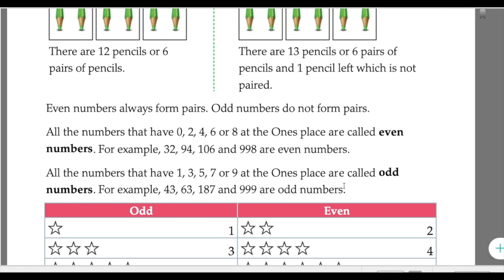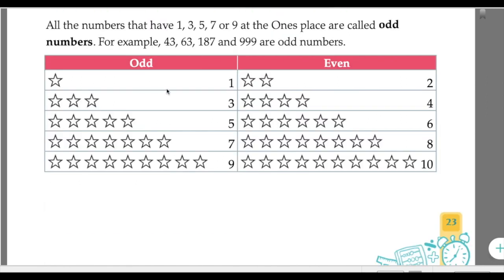If the ones place has an odd digit, the whole number is considered an odd number. Even though the tens place or hundreds place may have an even digit, it is not considered an even number. So odd numbers end in 1, 3, 5, 7, 9. Even numbers end in 2, 4, 6, 8, 10. So an even number has a pair, an odd number doesn't have a pair.